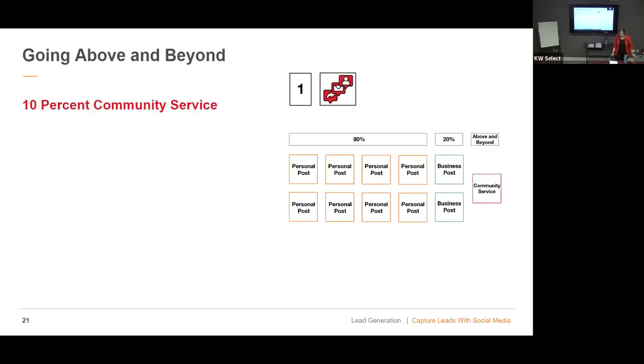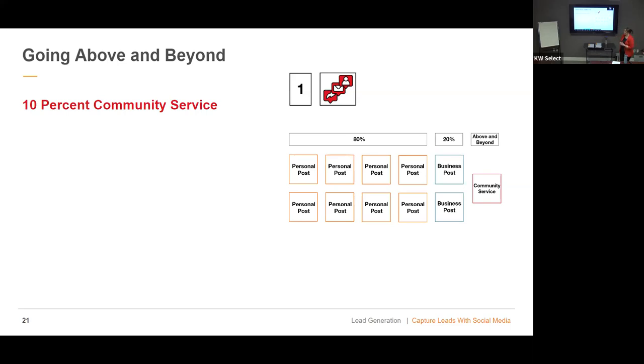Okay, you can even go above and beyond this. Beyond that 20%, you can put 10% into community service. So this is things like property tax increases, school closures, food banks that are in need, those types of posts that are serving the community and providing value once again, that aren't really about your business or your personal life. It's just helping those different causes that you're passionate about.